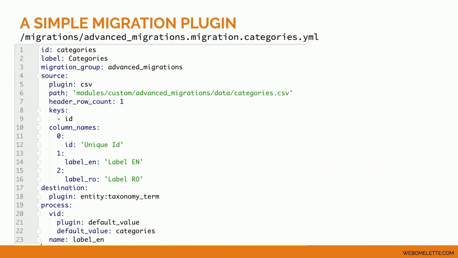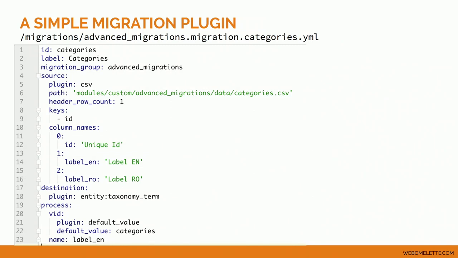And for the vid field, which is the vocabulary ID, we use the default value plugin, which says, okay, for all the records that you import, use this default value. And we want this value to be categories, because we want the vocabulary to be categories. That's the name of the vocabulary. So all the records will have this. It has no bearing on the data source. So this is pretty much it. As you can see, not rocket science.